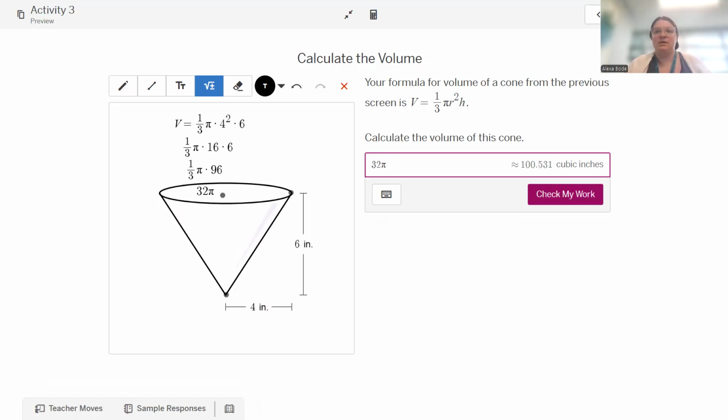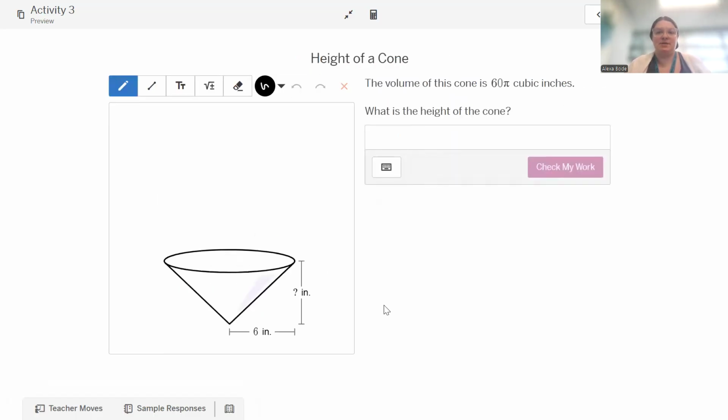Okay. Question number 8. So this one is kind of going backwards, kind of like what we did in class yesterday with going backwards for cylinders. Now we have our cone and we're going backwards for finding the height of the cone. So we know the radius is 6, the height is missing, our volume is 60 pi.